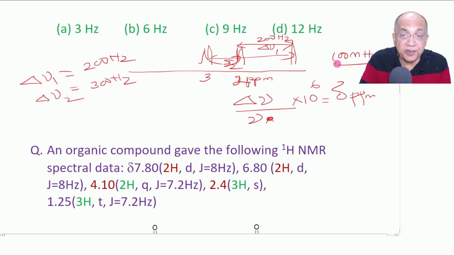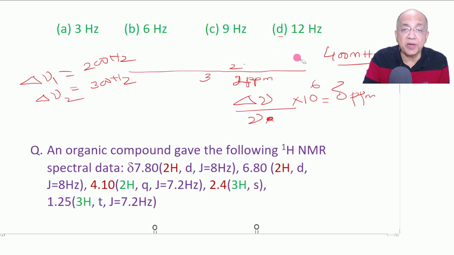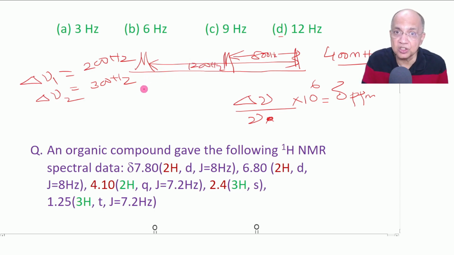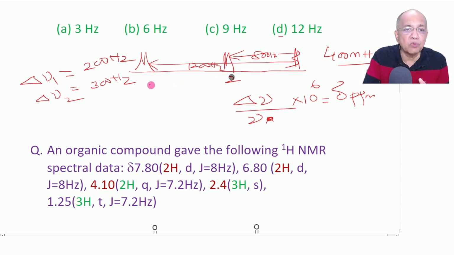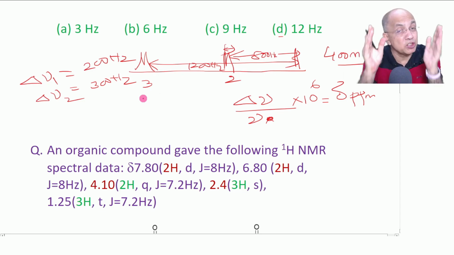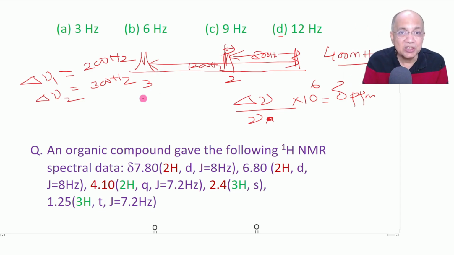But if you increase the field to 400, these will be spread out, but the ppm will remain the same. With respect to TMS, this doublet and this doublet will be spread out, and this time 400 will be there. So 400 into 2, the difference will be 800 hertz, and this will be 3 into 400, 1200 hertz. So this will be the chemical shift in hertz, not in ppm. ppm is 2 and 3 once again, and you know that the coupling constant is the small gap between two adjacent components of a multiplet. So that never changes.